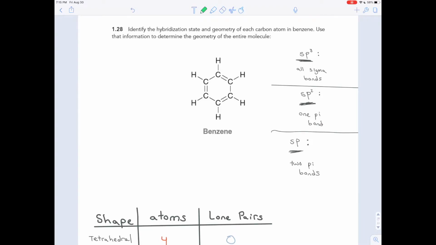Exercise 128 is asking you to do two things. First, identify the hybridization state for each of the carbons in this molecule here. And second, identify the geometry. And this is a very special molecule. This will often come up as an exception when you learn general rules in organic chemistry.